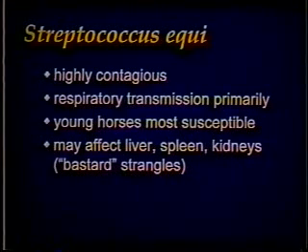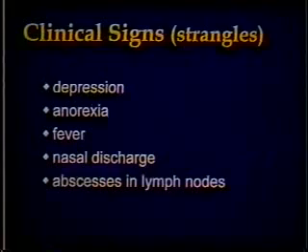A specific disease caused by Streptococcus equi, called strangles in horses, is a highly contagious disease with respiratory transmission and syndrome, particularly in young horses, but may also affect other tissues in the body besides the respiratory tree. If so, this causes a much more serious condition sometimes referred to as bastard strangles, meaning that it is extensive in the body.